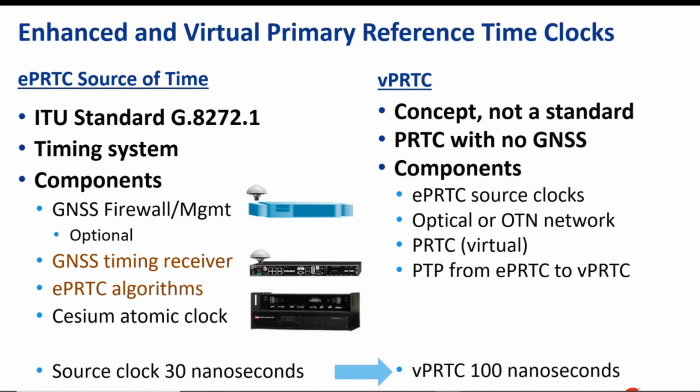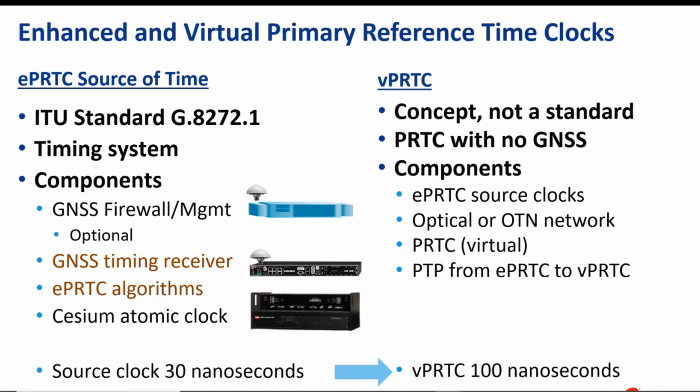The virtual PRTC is not an ITU standard, it is a concept. And the concept is that we want to deliver or create a PRTC function within 100 nanoseconds to UTC at some drop point in the network, typically an aggregation point, where no GNSS is going to be required. The components of a virtual PRTC are at least one, but typically two ePRTC systems for source clocking. It also needs an optical or OTN network to deliver the timing from the ePRTC location to the virtual PRTC location. We do that by using time transfer with PTP from the ePRTC to the virtual PRTC.